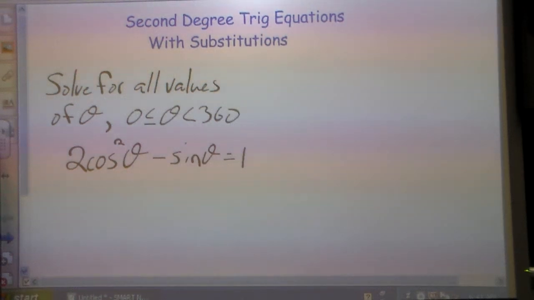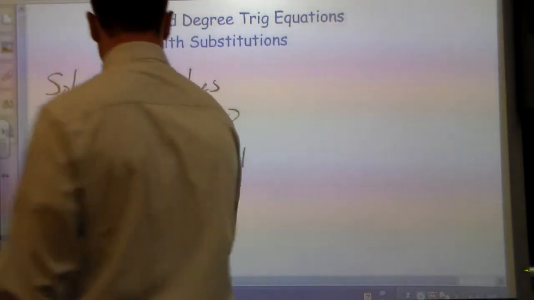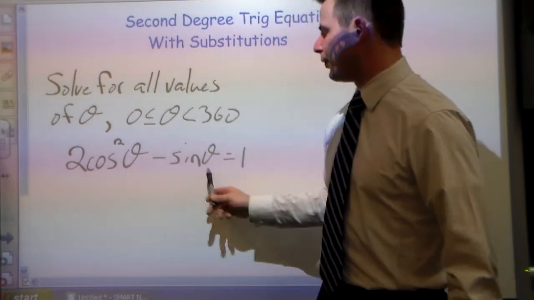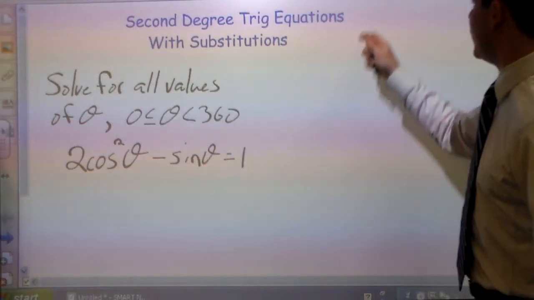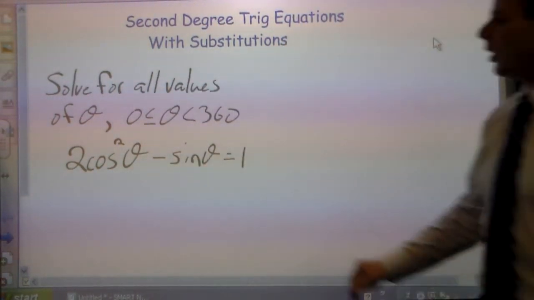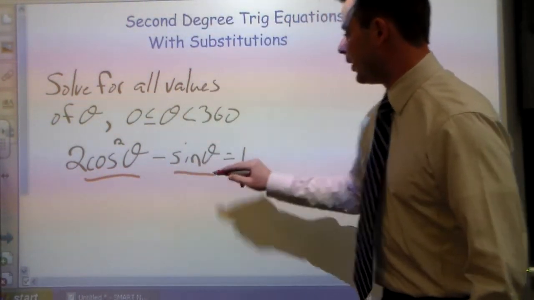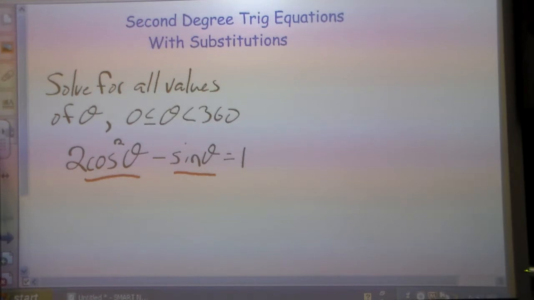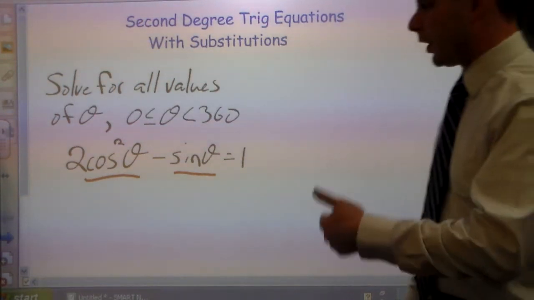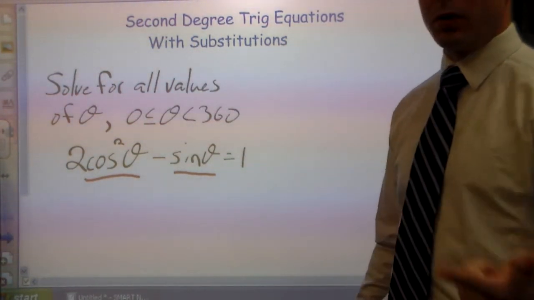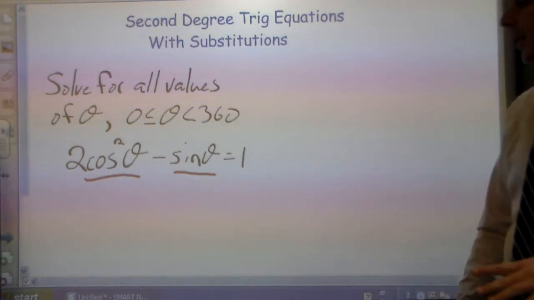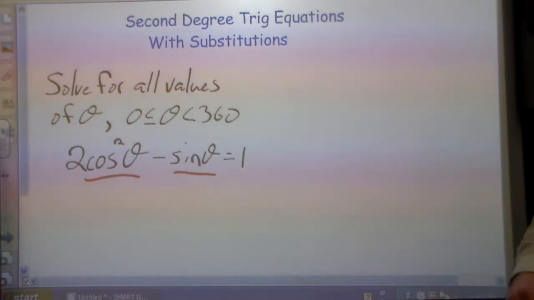All right, today we're going to continue solving second-degree trig equations, but we're going to perform some substitutions. The reason is the existence of two different trig functions within the equation. If we take a look at this, we have a cosine squared, and we have a sine. In the previous video, we had all sine squared, or all sine functions, all cosine functions, all tangent functions, they're all the same. In this case, they're different, so we're going to have to manipulate this.